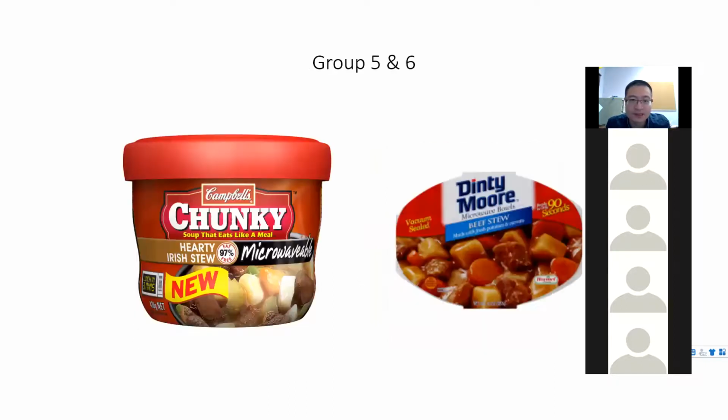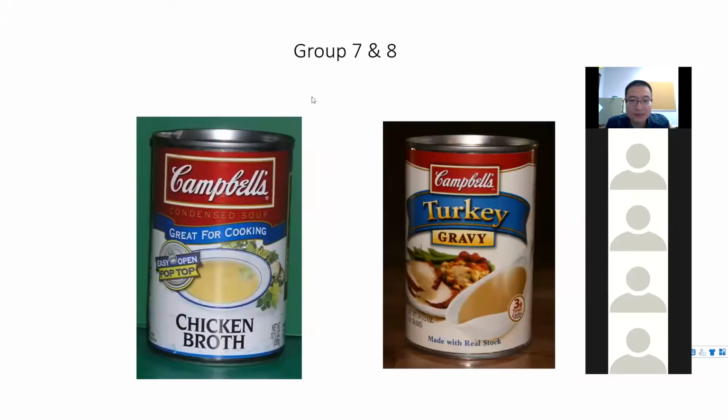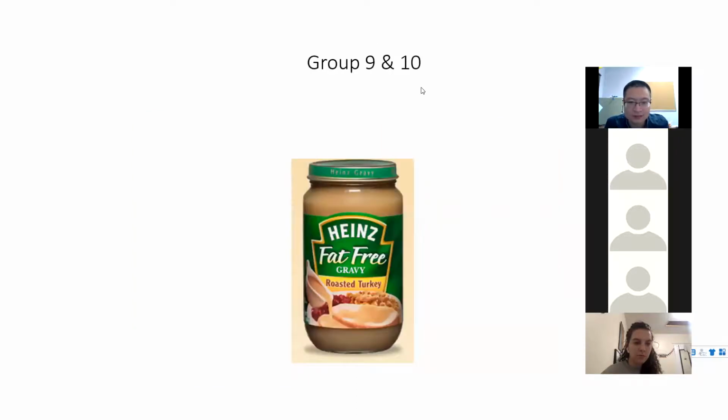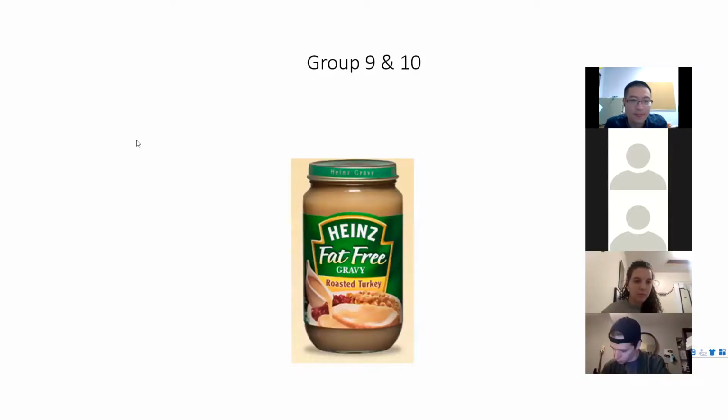Group 5, group 6, you will work on the beef stew and the Irish stew. Group 7 and group 8, you will work on the chicken broth and the turkey gravy. Group 9, group 10, roasted turkey. If you don't remember, you can always ask me to go back.